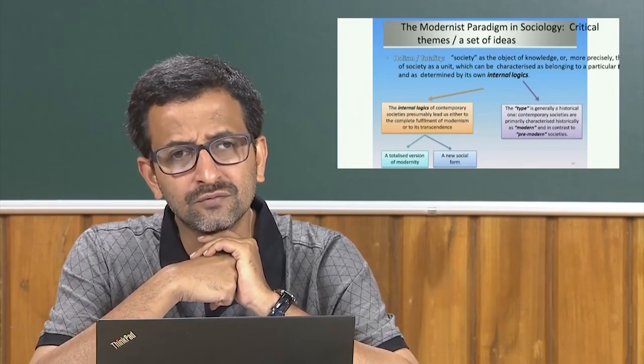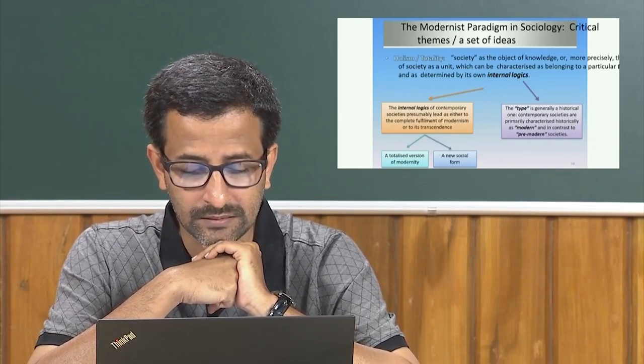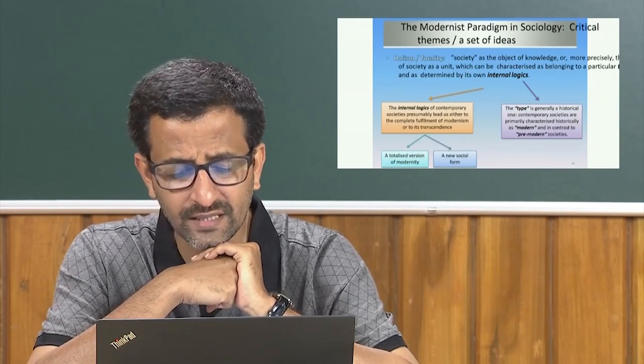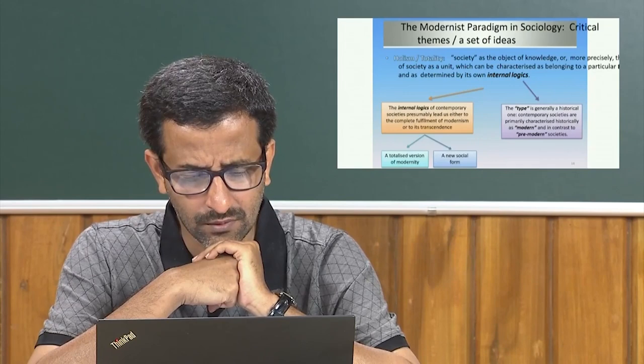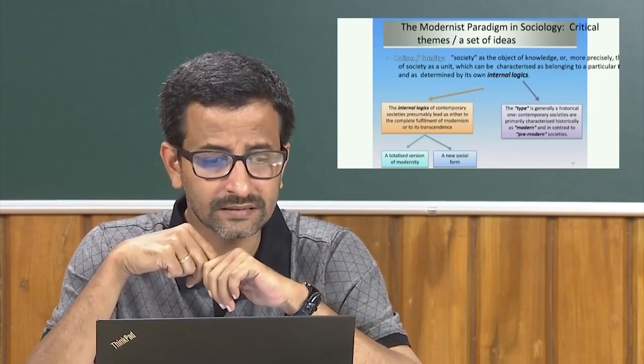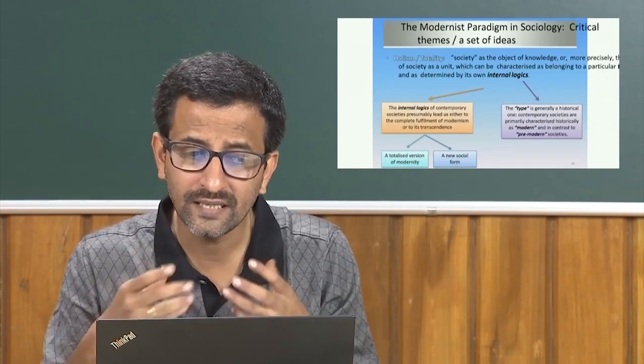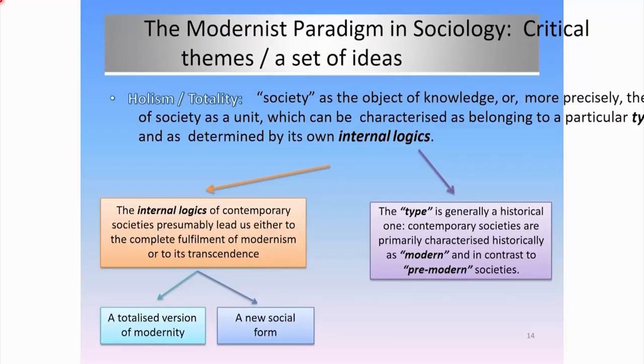But without really saying adequately about them, what I want to try and do now is provide an outline of critical modernism as a set of ideas, as a set of themes. Let us start with holism or totality. What is holism or totality that we have discussed? Society as the object of knowledge, or more precisely, the idea of society as a unit, which can be characterized as belonging to a particular type and as determined by its own internal logics.